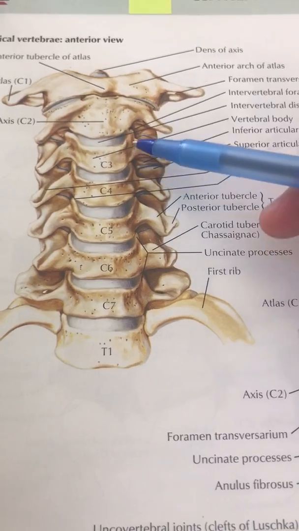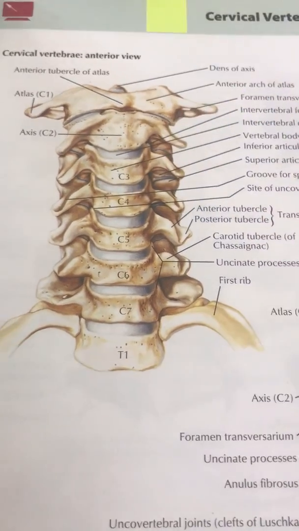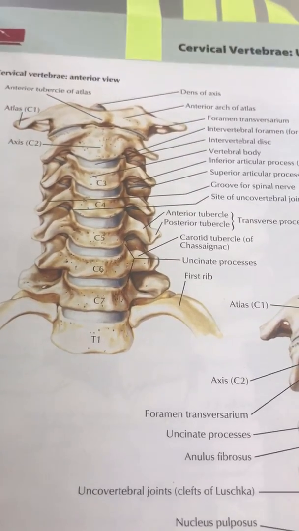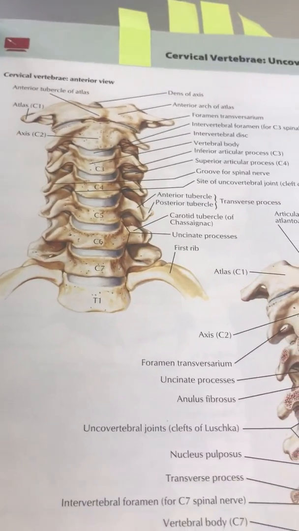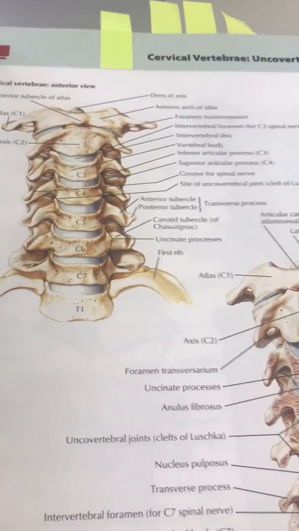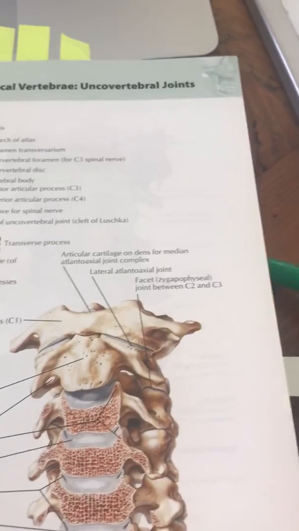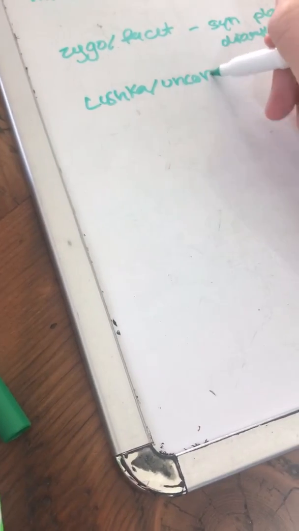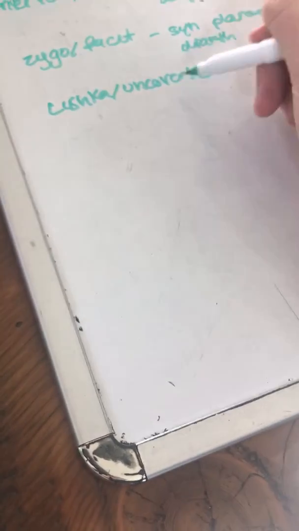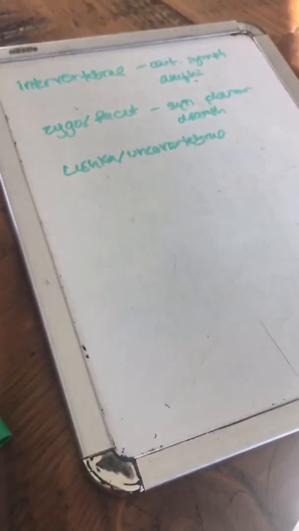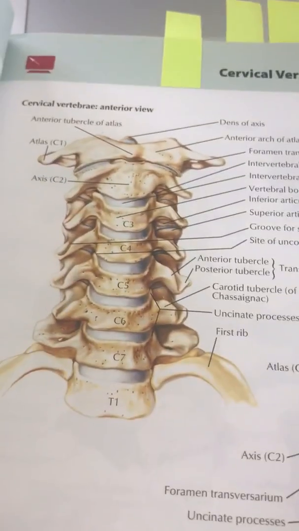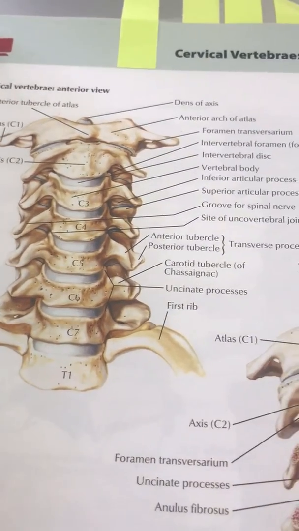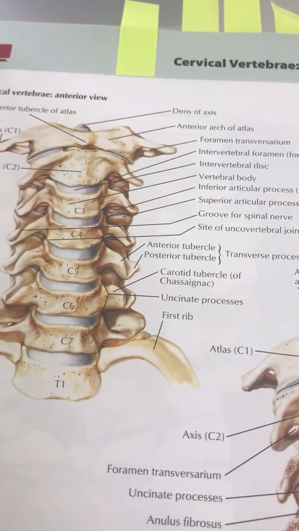So it's kind of just a lip that extends and creates some interlocking. So we don't talk much more about these joints. They're called the joints of Luschka or the uncovertebral joints. And we just need to know that they exist in the typical cervical vertebrae, but we don't need to classify them.